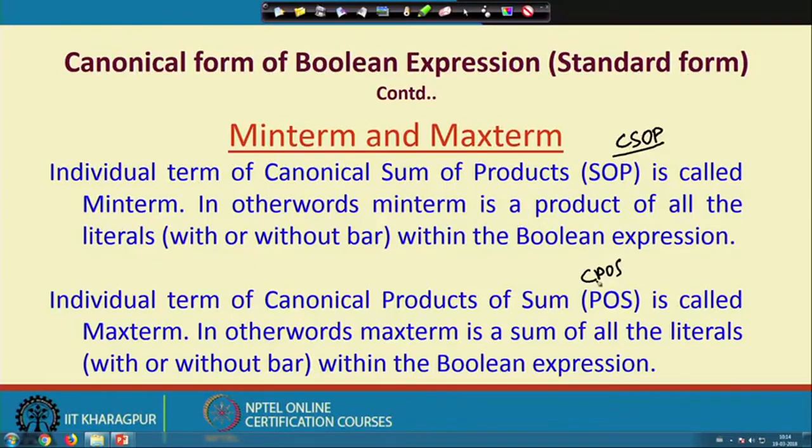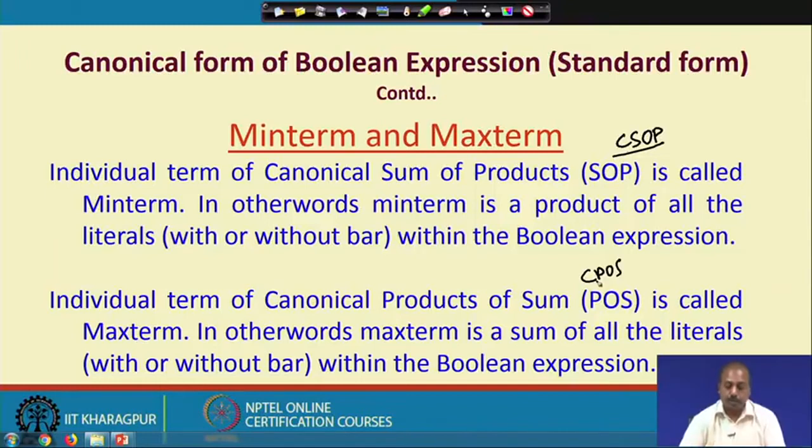So, the individual terms of this canonical SOP form are called min terms. A min term is the product of all literals within the Boolean expression, with or without complementation. And in case of the canonical product of sum expression, the individual sum terms will be called max terms. A max term is a sum of all the literals, with or without bar, within the Boolean expression. So, in this way we define min term and max term for Boolean expressions.